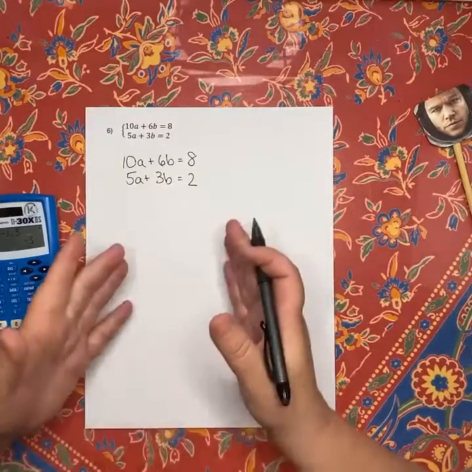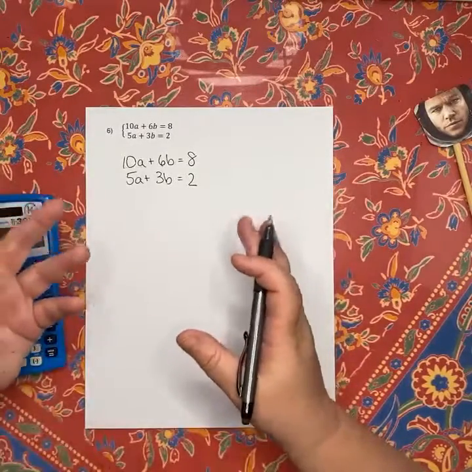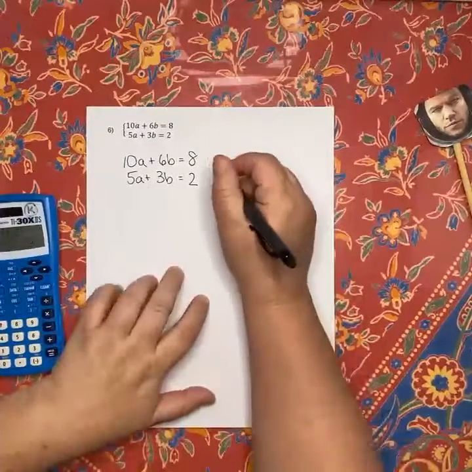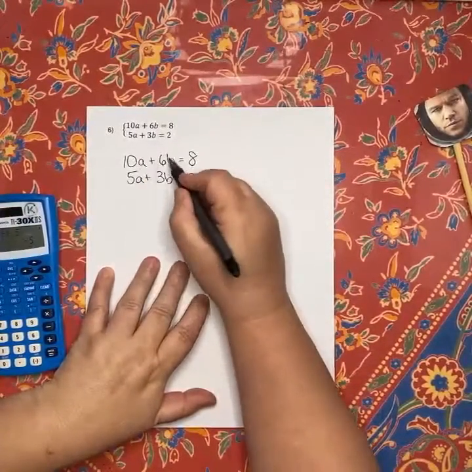So I'm going to go ahead and approach this just like any other problem. I'm going to pretend I don't know that there might be anything weird going on. I'm going to say, okay, I got my A's lined up. I got my B's lined up.